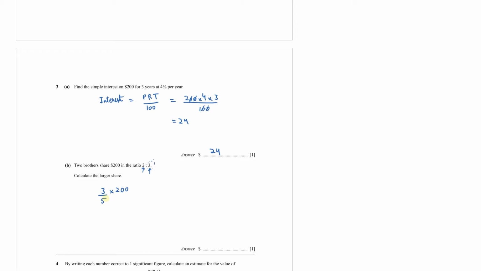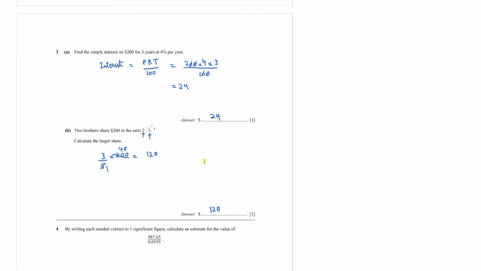So this will be 5 times 1, 5 times 4 is 20, and then 0. So 40 times 3 is 120. So the larger share is $120.